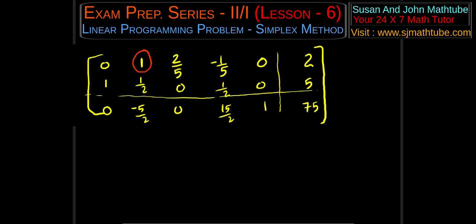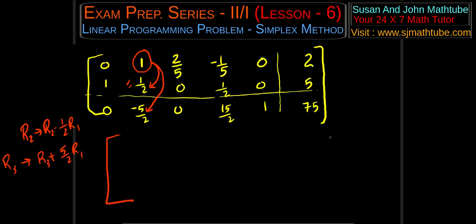Now our aim is to make all the elements beneath and above, but there is no one above this 1, to 0. So our target is in the second row. So I'm going to write R2 changes to R2 minus 1 by 2 R1. And R3 changes to R3 plus 5 by 2 R1. And that gives me, okay, there will be no change over here. So we're going to get the same thing. You just copy the same thing over here.